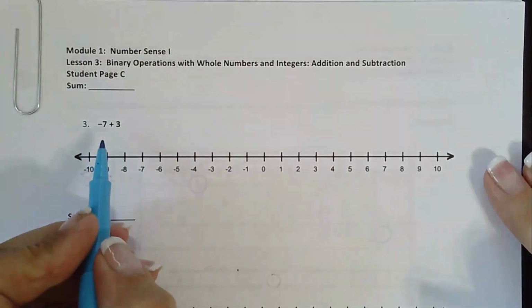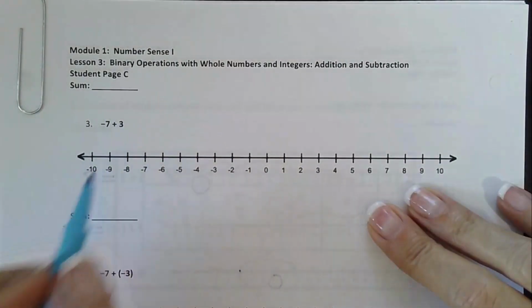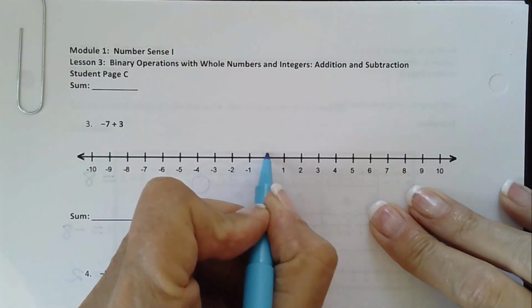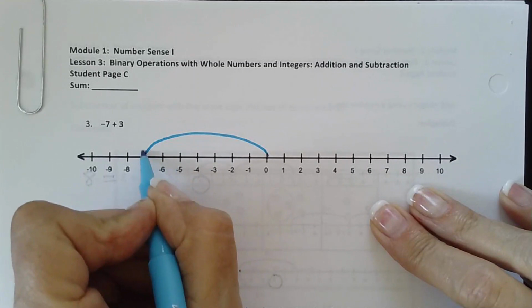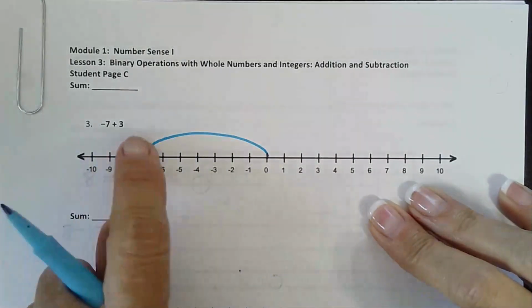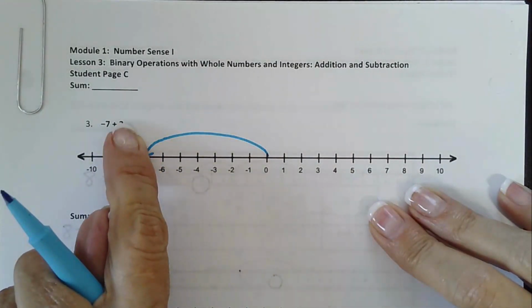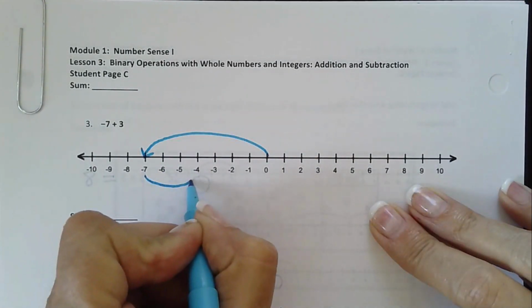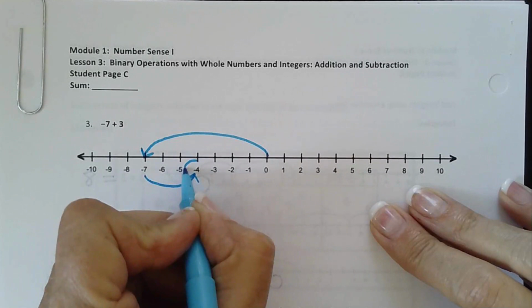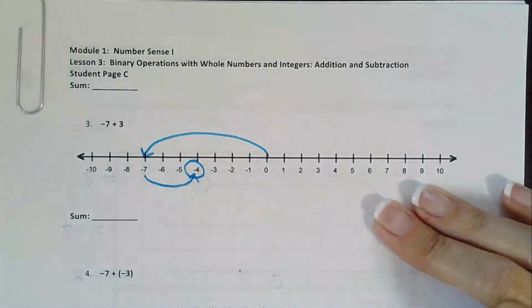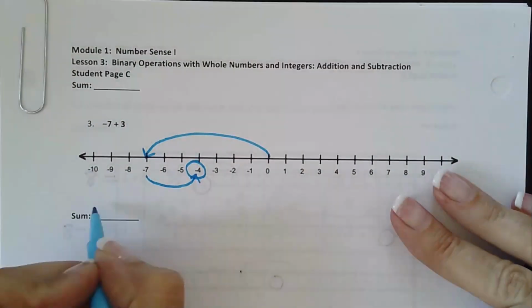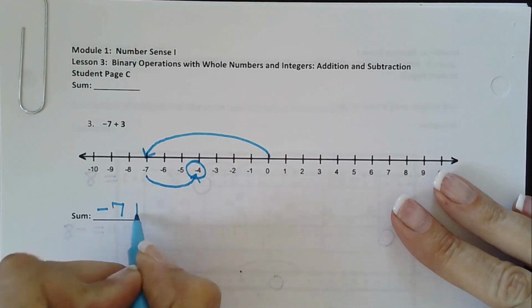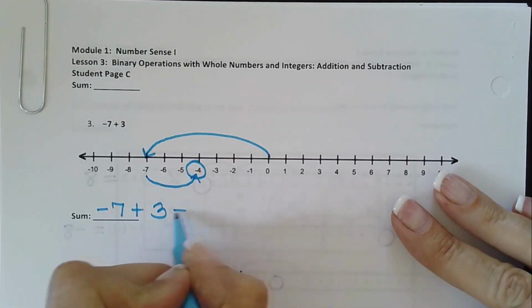This one tells us to go back 7. So we start at 0 and go back 7. And then it's positive 3, so that means go up 3 from that point. So 1, 2, 3, and we end at negative 4. So that means negative 7 plus 3 equals negative 4.